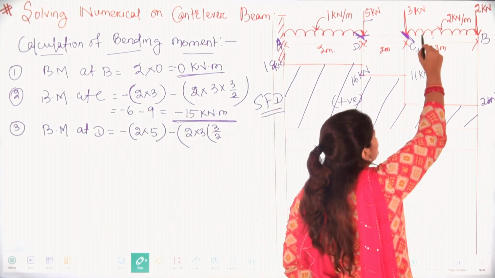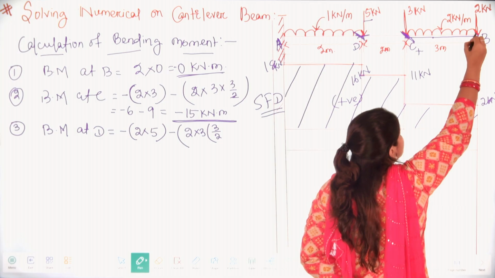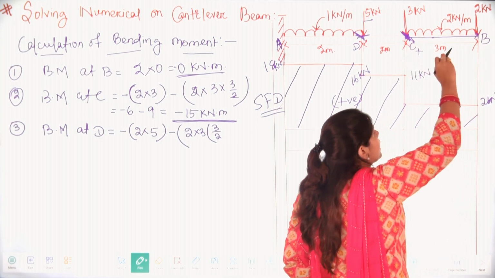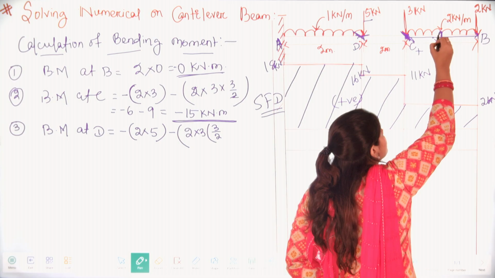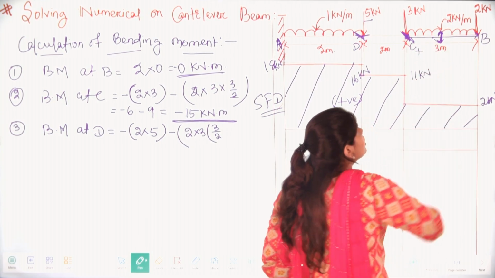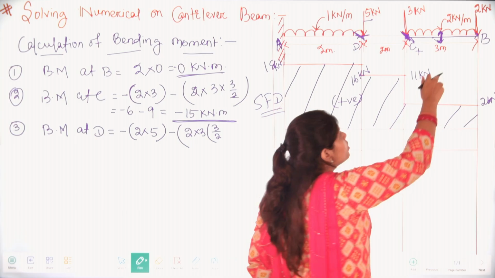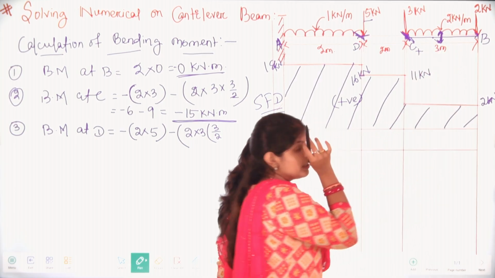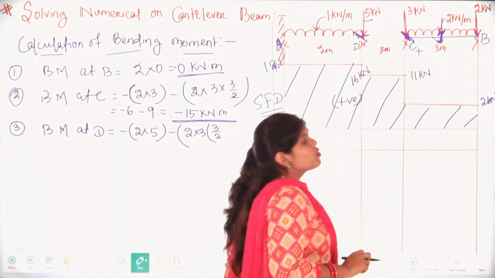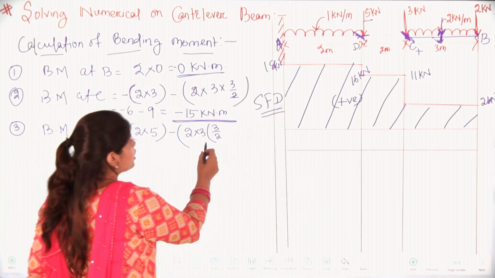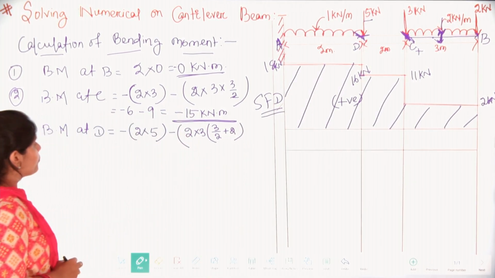Why 3 by 2? Just remember, here the UDL is applying over this whole span. So we are taking 2 into 3 and up to the midpoint, so we are multiplying by 3 by 2. We are just converting this UDL to a point load, like 2 into 3, and this point load will be applied at the mid distance. That's why we are multiplying 3 by 2 plus another distance, that is 2 meter.